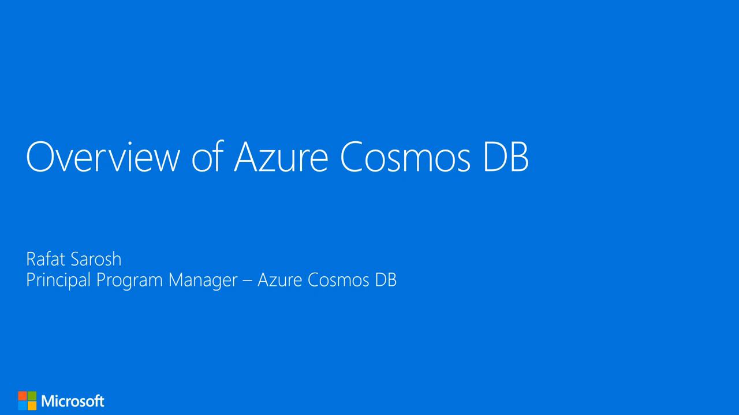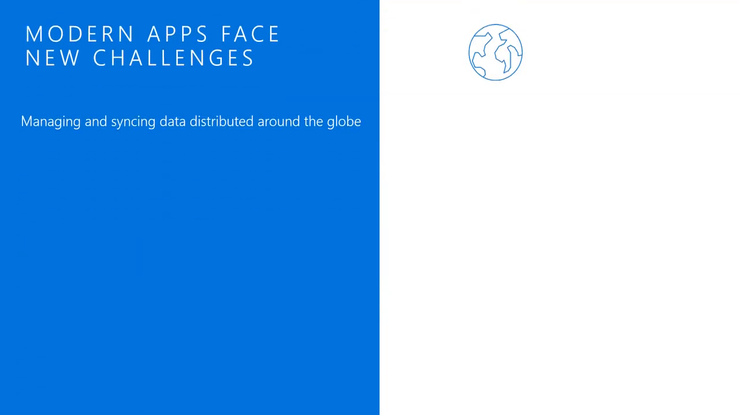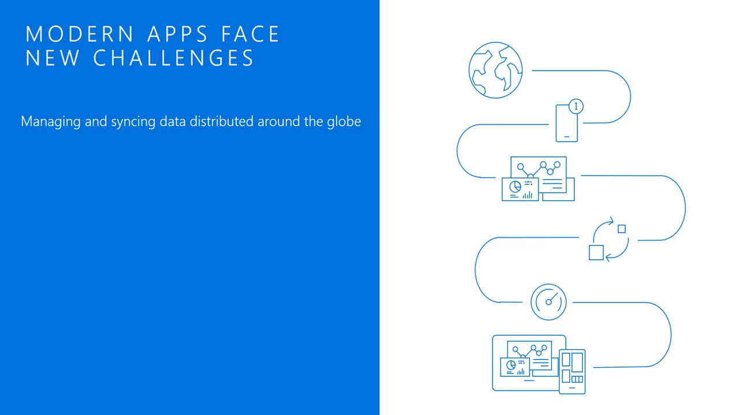Before we talk about Cosmos DB, let's find out what problem this database is trying to solve. Let's see what challenges are faced by modern apps today. Number one is managing and syncing data distributed around the globe. The world is truly flat and your app is no longer constrained to a region. Your app is distributed, your users are distributed, and the data is distributed around the globe for these apps.